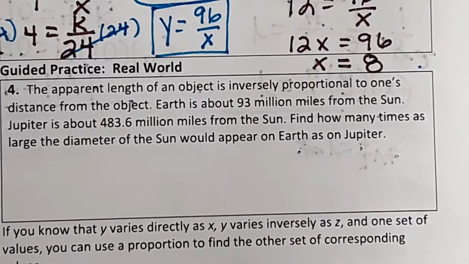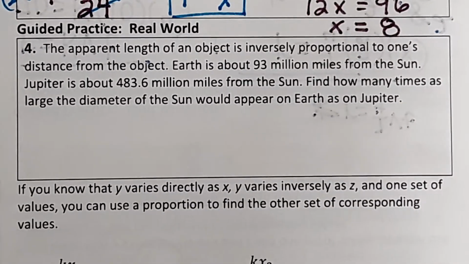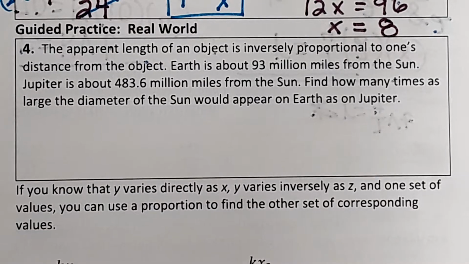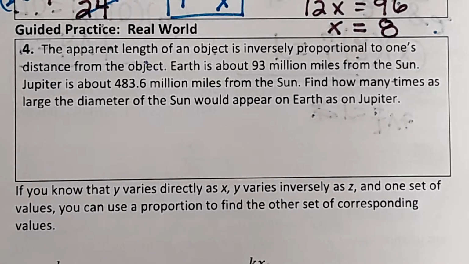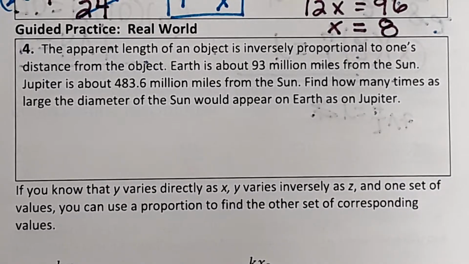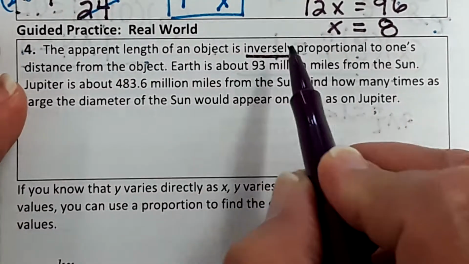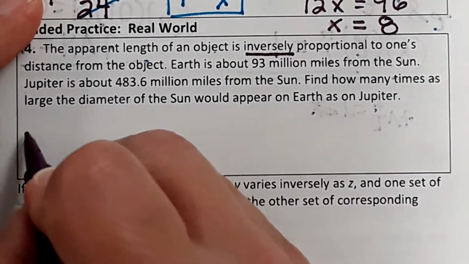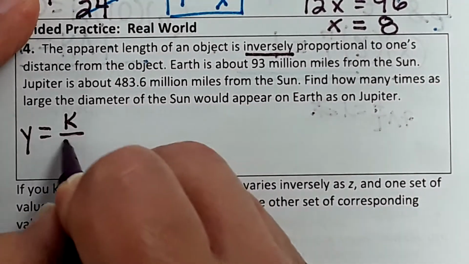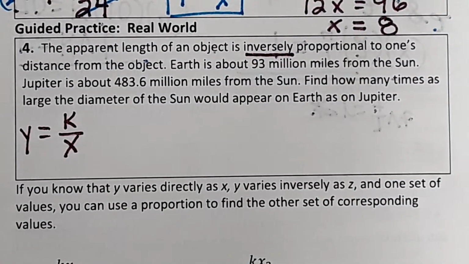Okay, let's look at number 4. The apparent length of an object is inversely proportional to one's distance from the object. So you already know that it's going to be an inverse variation. So you're looking for those words: direct variation, joint variation, inverse variation, which is the same thing as inversely proportional, or a combination. Those are the 4 you're looking for. So this says inversely, so that means we're going to use y equals k over x. We know that right away because it said inversely.